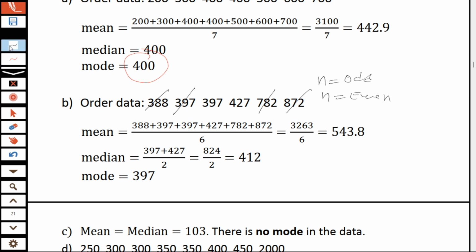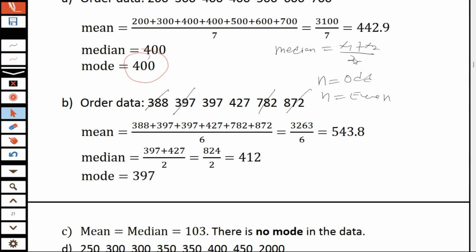So here, from the data set, our median, if n is even, we are going to have x1 plus x2 divided by 2, right? So in this case, our x1 is 397, and then x2 is what?